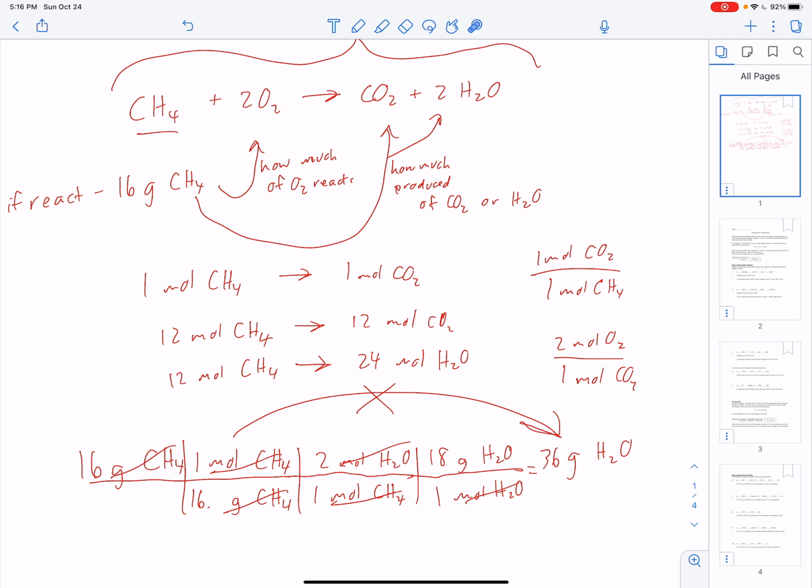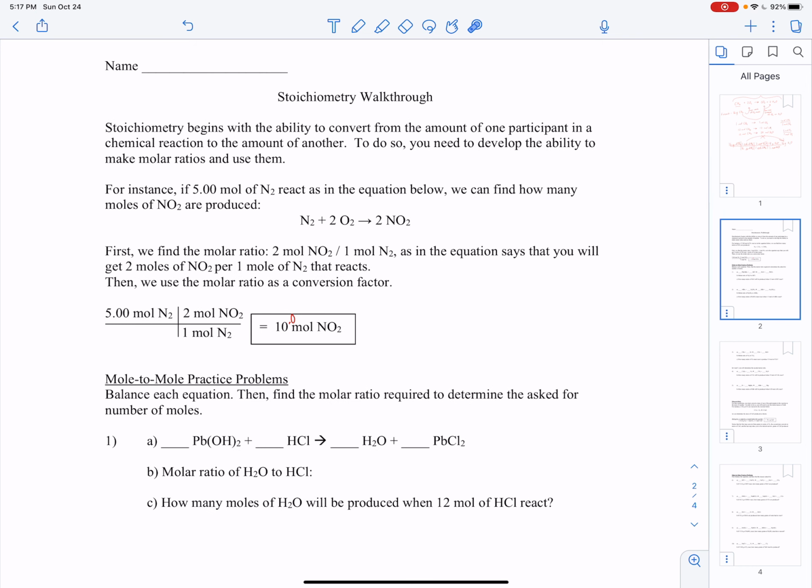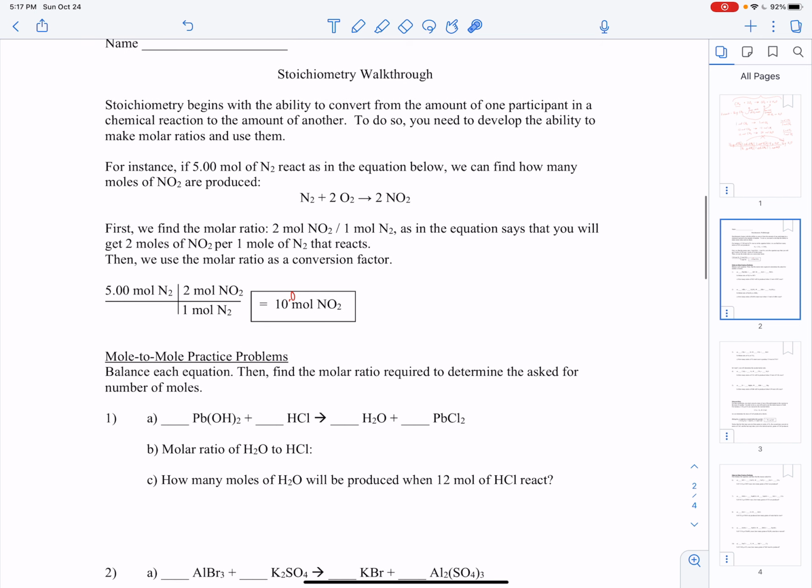Now again, you could have done this by converting to CO2. You could have done this by converting to O2 and how much of that reacts along with the CH4. You could have done it in various ways. All right, so this takes us to our worksheet. The beginning of the worksheet is kind of a walkthrough of how to do stoichiometry, with a step-by-step process of figuring out the molar ratio. And then once you know the molar ratio, you can determine the number of moles that the problem asks for.